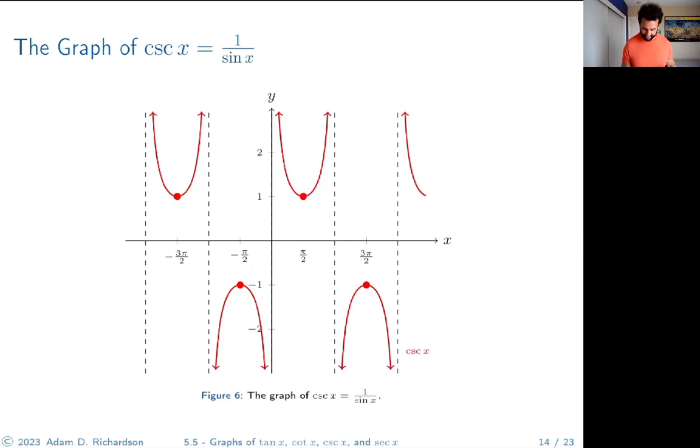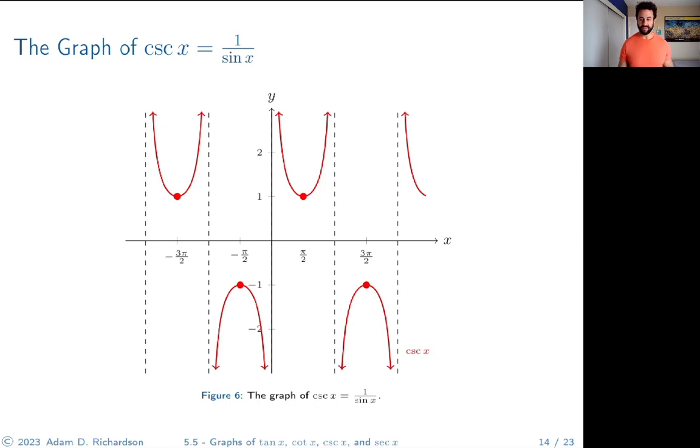What I'm trying to say is that the local minimum of these graphs is going to be 1, or the local maximum is going to be -1. So when you start to look locally at the graph, that's what it is. That's pretty much it for how you graph cosecant.